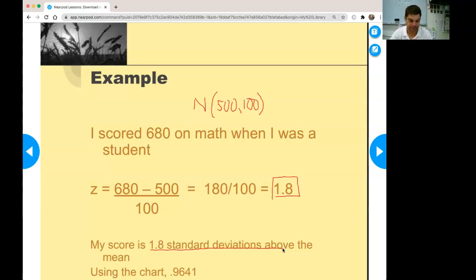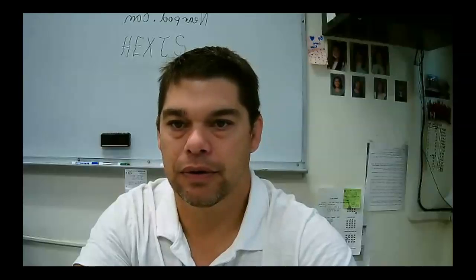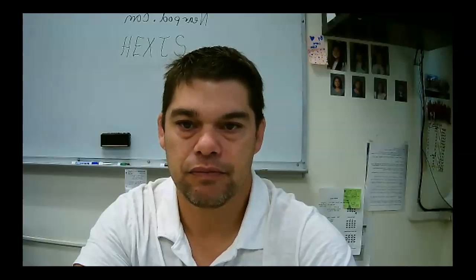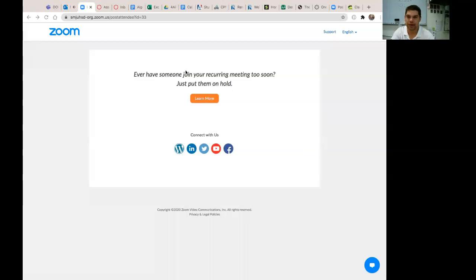0.9641 using the chart. If you don't have the table, like yesterday somebody forgot their book, I mentioned, okay, Google. Go to Google and look up standard normal distribution table. And there's the table right there. It's the same table that's in the back of our book. You go to images and you can see they're all pretty much the same. They're just written a little bit differently.